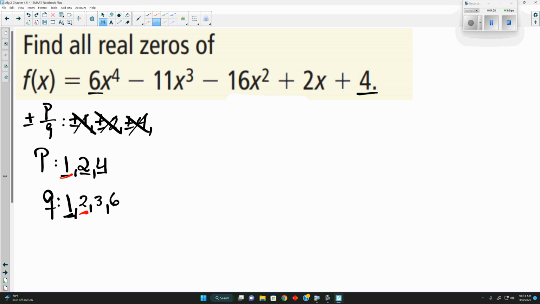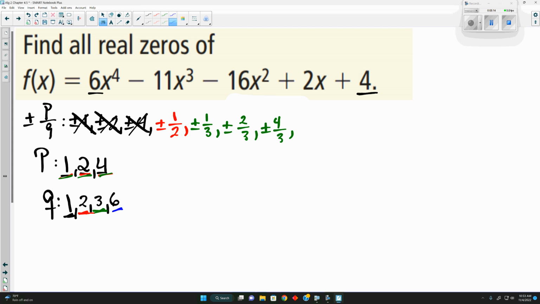So we can say 1 divided by 2 is plus or minus 1/2. Then we can do the next one. 2 divided by 2 is 1. We already have it, we don't have to list it. The next one, 4 divided by 2 is 2. We already have it, we don't have to list it again. Then we can move over to 3. So we can say plus or minus 1/3, because 1 divided by 3 will give us 1/3. Then we'll move over to the next one, 2 divided by 3, plus or minus 2/3. And the last one, 4 divided by 3 is plus or minus 4/3.